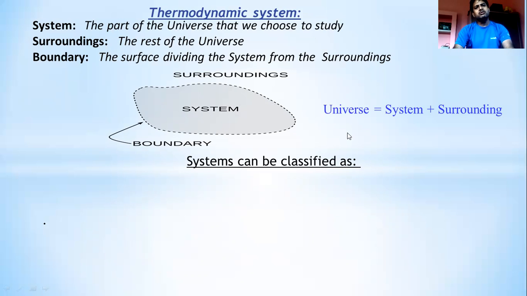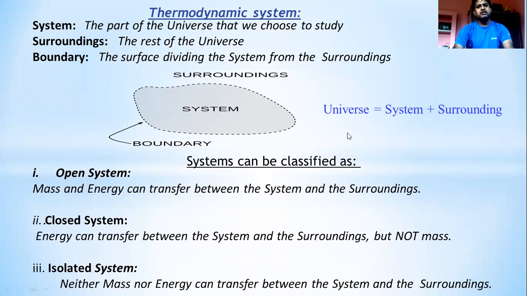Now we have to know how many types of systems there are. Systems can be classified into three categories: open system, closed system and isolated system. An open system is one where mass and energy both can be transferred from system to surroundings. That means there will be interexchange of mass and energy between system and surroundings. Example: suppose you are boiling water in an open can. What will happen? Energy and mass both will go to the surroundings.